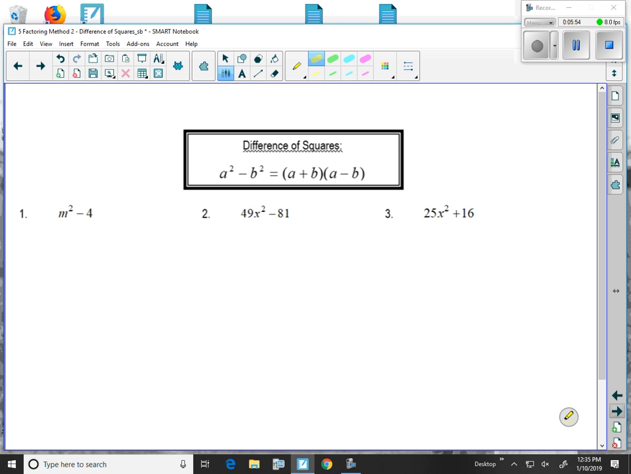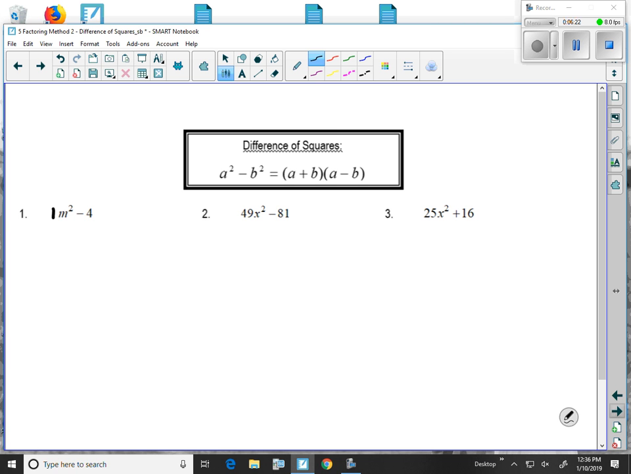So, let's start with number one. What number is in front of n squared? 1. I want you to look at your numbers. Are both of those perfect squares? 1 and 4? Yeah, they are. We just listed them on the front. 1 and 4 are both perfect squares. Do we have subtraction? Yes, we do. Guess what? We're good to go.